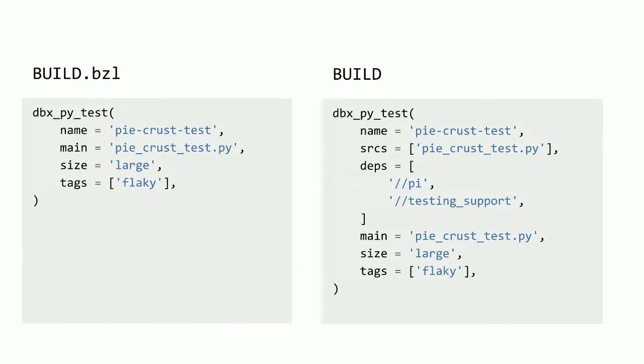So common examples of that in Bazel are things like test sizes or tags. So here's an example of a Python test. So it's a test of a pie crust. The pie crust is really high quality, so I need to tag it with flaky.